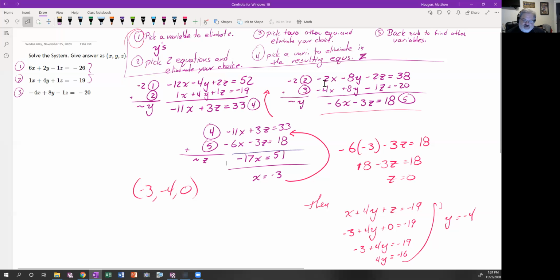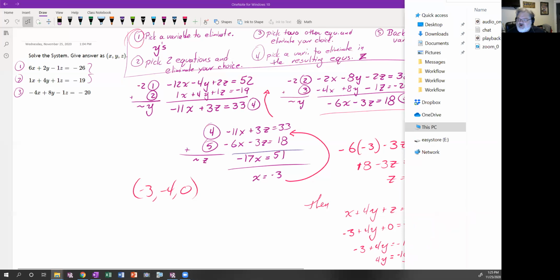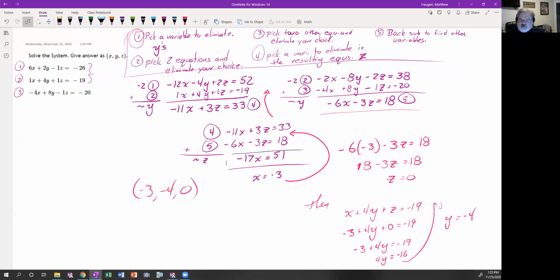Does that help? Do you want to look at one of the word problems, or do you want to try one of those on your own? So do you want to try one like this on your own, or do you want to look at the word problems? Let's do a word problem. Okay.